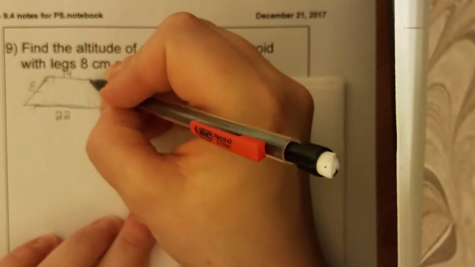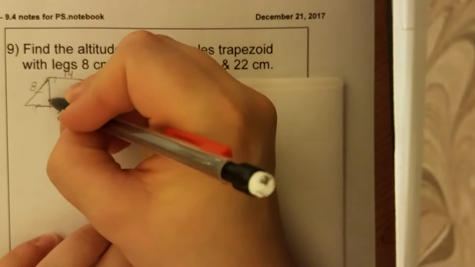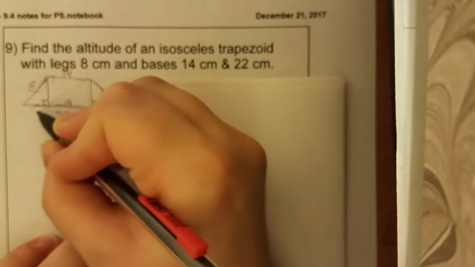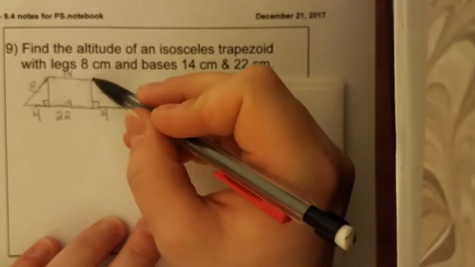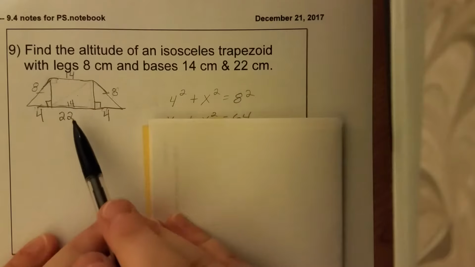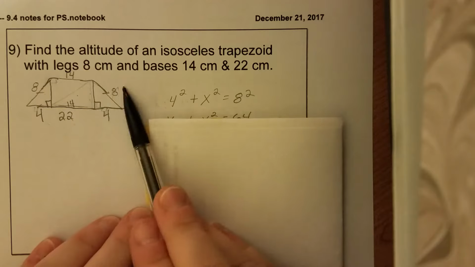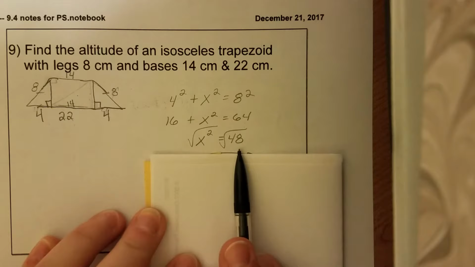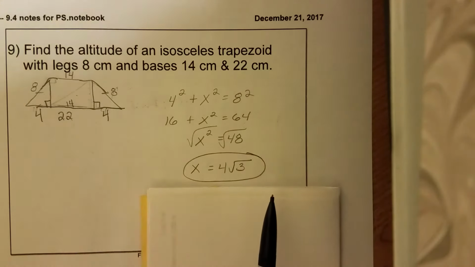So here's the thing. If I drop an altitude here, what happens is that this is 14, which makes this 4 and this 4. And then I've got the Pythagorean theorem here. I'm trying to find the altitude, so I called it x. So I've got 4 squared plus x squared equals 8 squared, so 64. Subtract 16, and I got 48, and then square root, and I simplified, and I got 4 root 3.